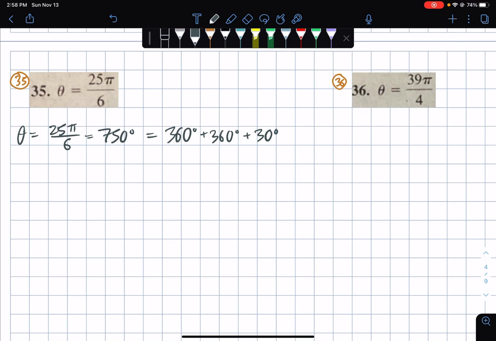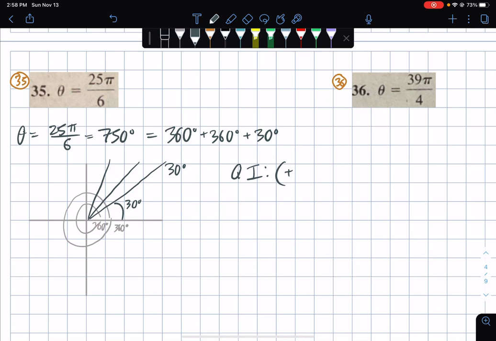So, let's visualize it. So we have 360, 360, and 30 degrees. So literally, it's just 30 degrees. We landed in quadrant 1, where x and y are positive. Because 30 degrees is nearest to the x-axis, this is pi over 6. Pi over 6 has a generic point of square root of 3 over 2 and 1 over 2. They're both positive, and theoretically this is the final answer.